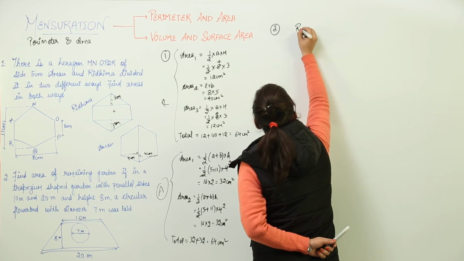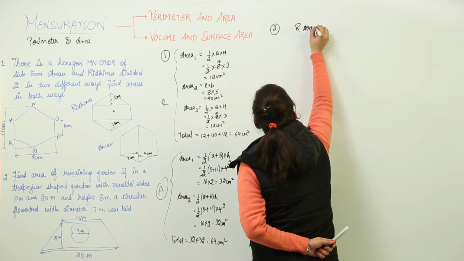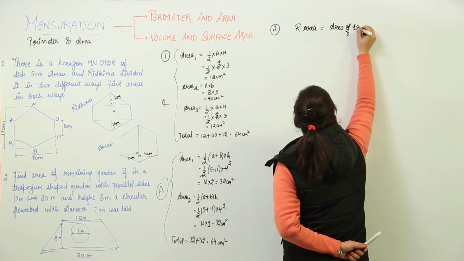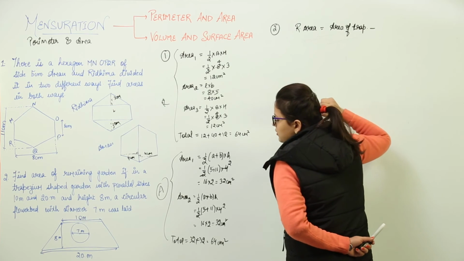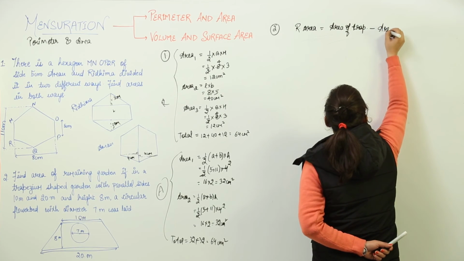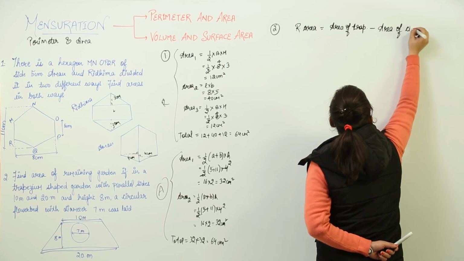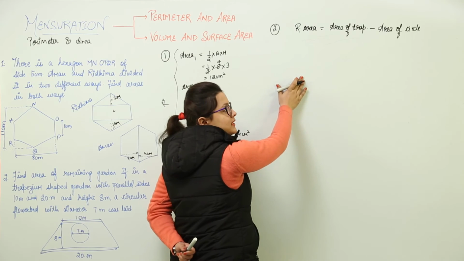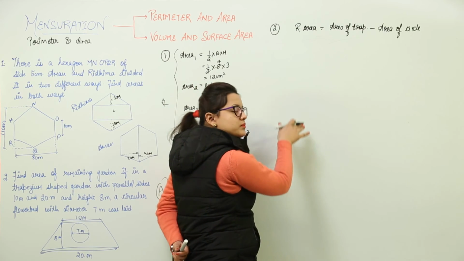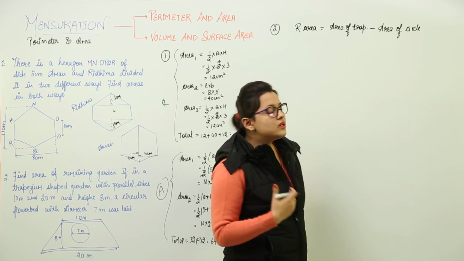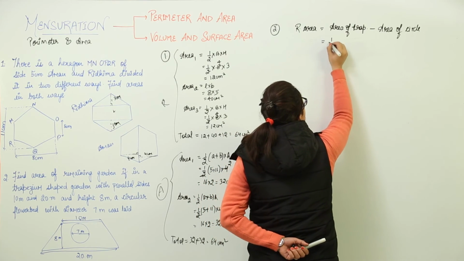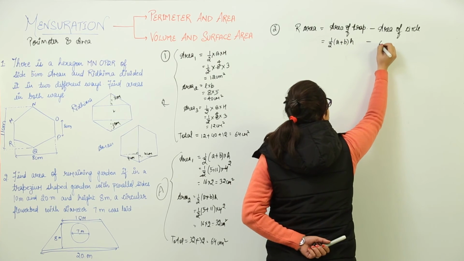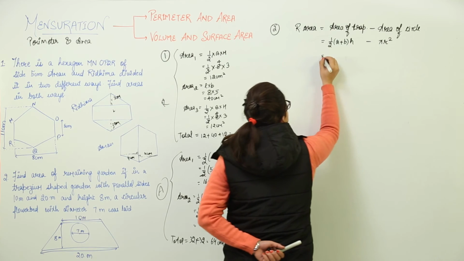So I will write remaining area would be equal to the area of trapezium minus, what is the shape that we are subtracting over here? It is a circle. So area of trapezium minus area of that circle. Now you can do it separately. First you find out the area of trapezium, then you find out the area of circle and you subtract them both, or you can do it my way. Simultaneously we will solve it. Area of trapezium would be 1 by 2 into a plus b into h, and area of circle is pi r square. Let us solve this.